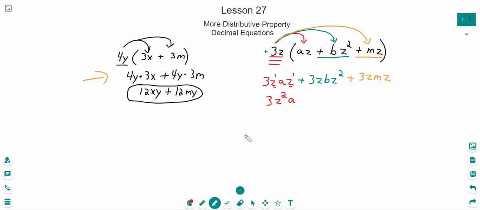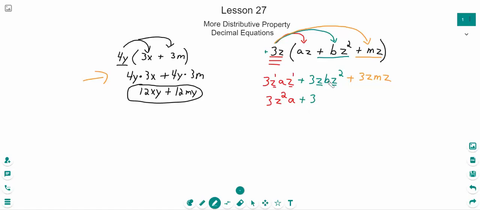All right, so then let's look at the next term here. We have plus 3zbz squared. And here, again, we have some z's that we can actually multiply. We have this z and this z. So we have a positive 3.